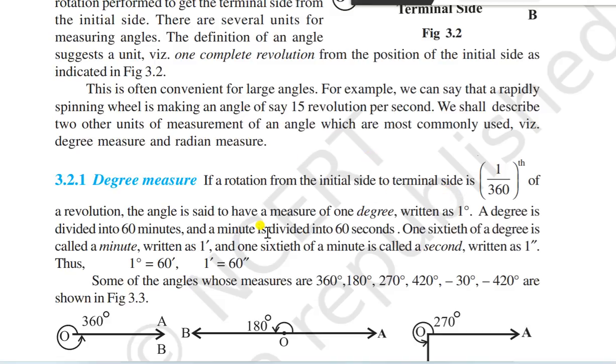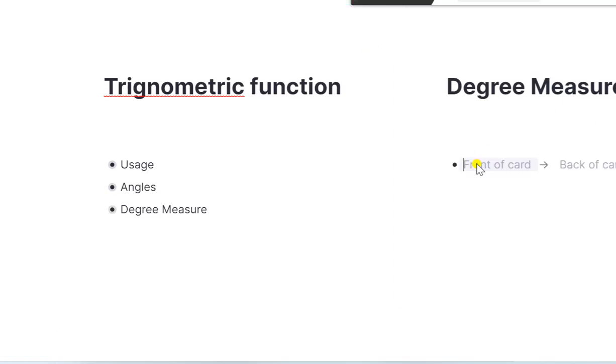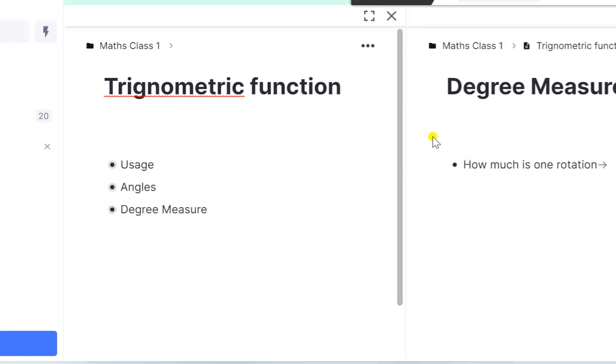We'll have to ask how many minutes are in one degree, and how much is one rotation. These notes will be available to you. You just have to go to www.remnotes.com, and then we'll give you the login link and everything. You just have to go through that.